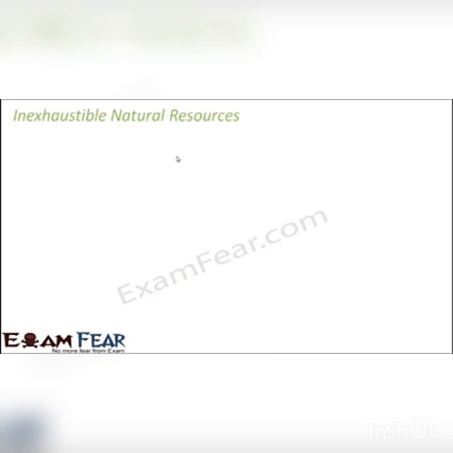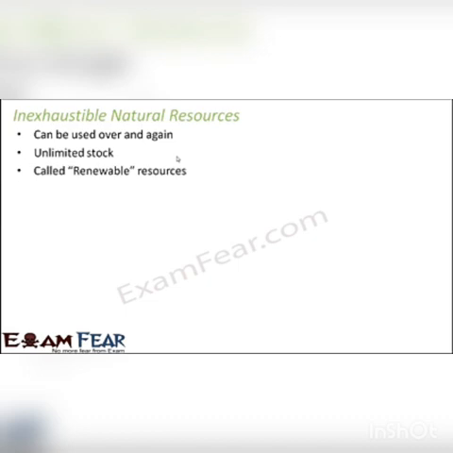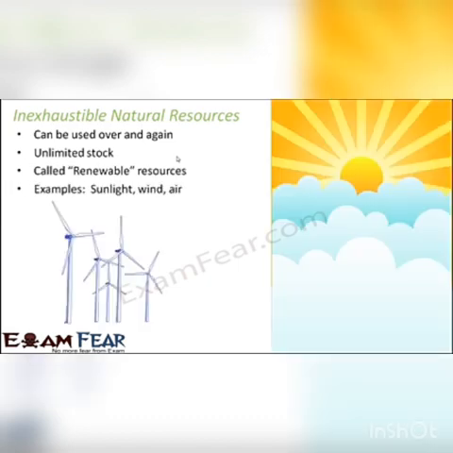However, let's define both of them. First was inexhaustible. That means it can be used over and again, and that is why they are called renewable resources or unlimited stock. So the stock is always there. It never gets over. That is why they are called renewable. Examples are sunlight, wind, air. These are all renewable resources. So you always have them around you. They get produced all the time.